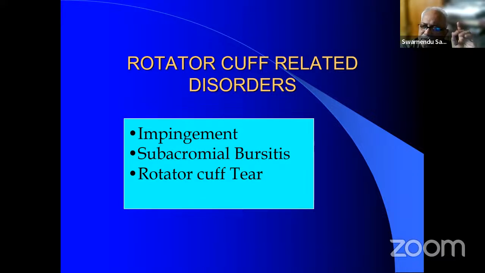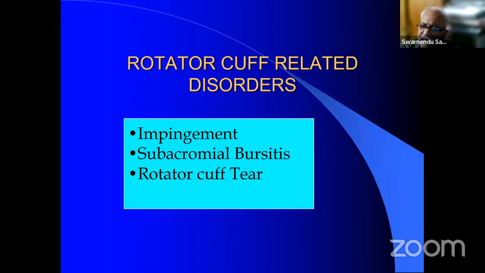Then your Jobe's relocation test. The same thing you do, but with the palm. When he is apprehending, you put your palm on the front of the shoulder, and then he will feel comfortable. See the face of the patient. You can even ask the patient whether he is feeling comfortable. Now suddenly, if you take your palm off, again he will be apprehending. So this is known as your Jobe's relocation test.